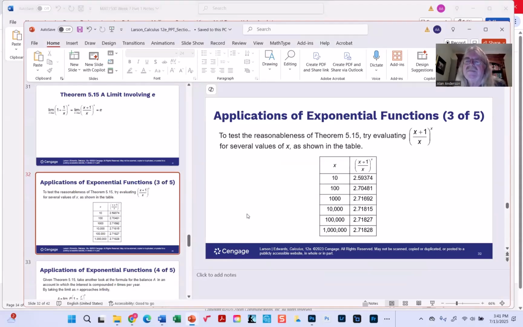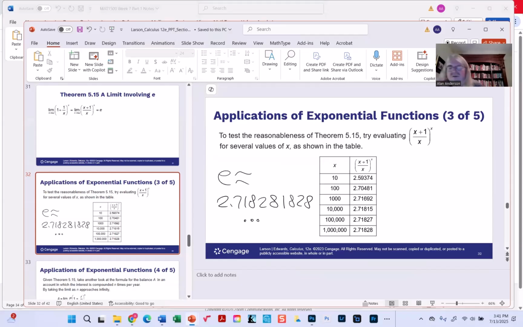so here's what they're doing. They want you to see that if you were to calculate this ratio for increasing values of x, you can see it's getting very close because remember, e is approximately equal to, if you go to your calculator, 2.71828, 1828, and it goes on and on forever. So in other words, if you keep increasing x in this formula, you can see that it's getting very, very close to e.